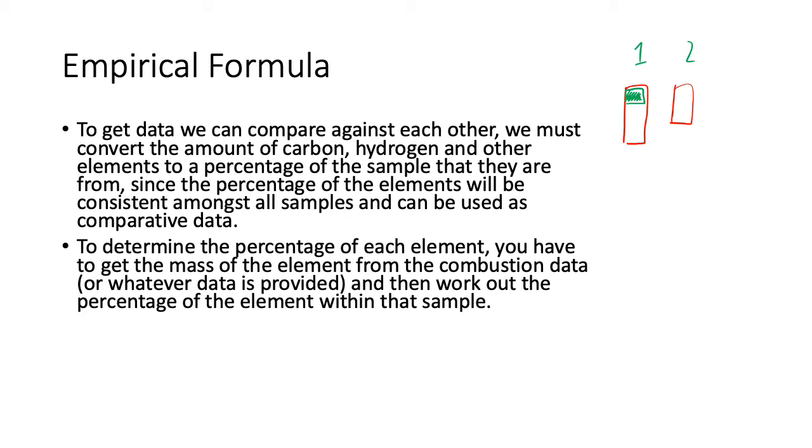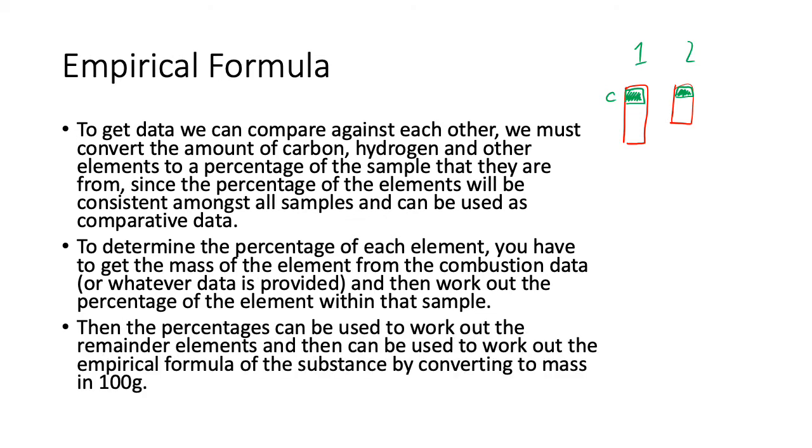So what that's saying is that you do all your calculations and then you get the amount of carbon within that sample. Now that carbon will be different to the amount of carbon within sample number 2. It'll be slightly more considering the sample is slightly bigger. The percentages can then be used to work out the remainder of elements and thus the empirical formula of the substance by converting it to mass. So the mass of carbon will be different, but the percentage of carbon will be the same for both of them.